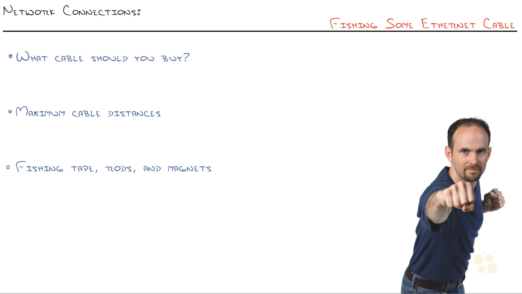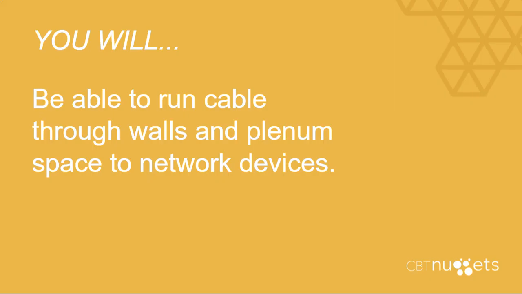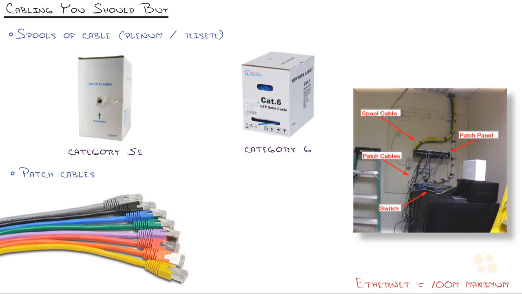Network connections, fishing some Ethernet cable. By the time we're done here, you will be able to run cable through walls and plenum space to network devices. In an earlier nugget, we did a network assessment where we walked through the building and identified locations that needed network cabling, as well as identifying the MDF.